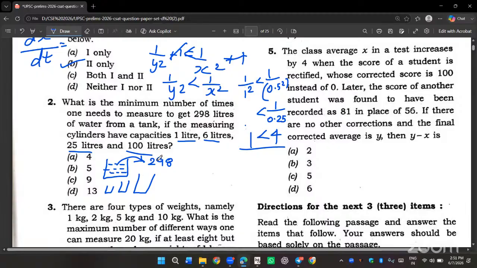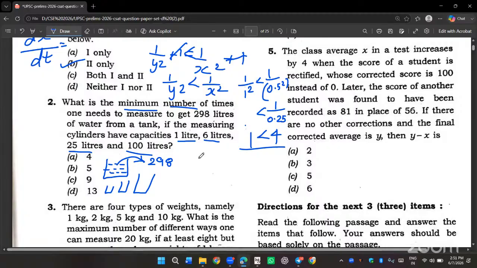So I have to take water out of it. But I have to use any one of the cylinders, or any two or three of the cylinders given to me, a minimum number of times. That is the keyword here: minimum number of times. I have to use these cylinders to take the water.